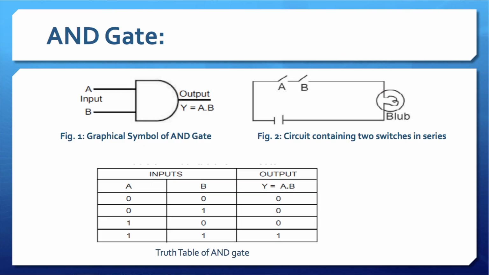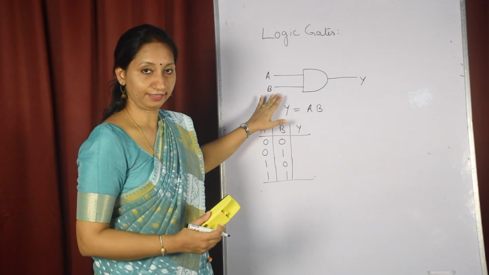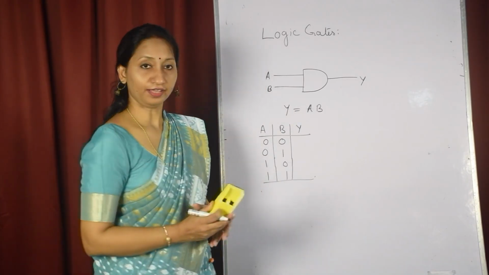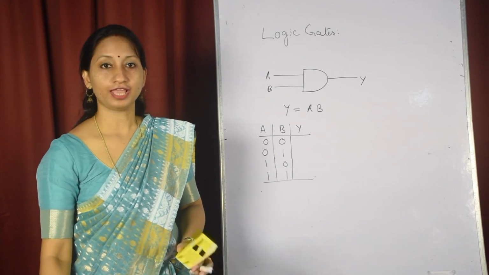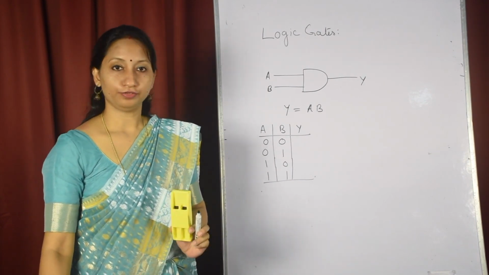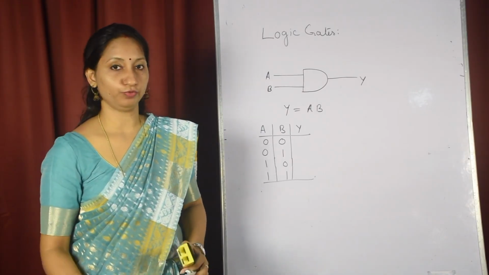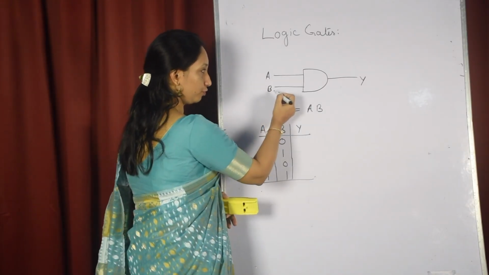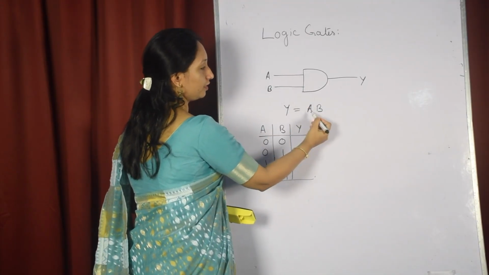Now next we discuss the AND gate. This is the circuit of the AND gate. The AND gate has 2 or more inputs and only one output, which is equal to the AND product of all the inputs. Here 2 inputs are applied, so Y is the product of the 2 inputs, that is A and B.